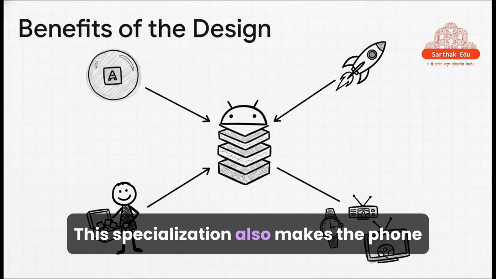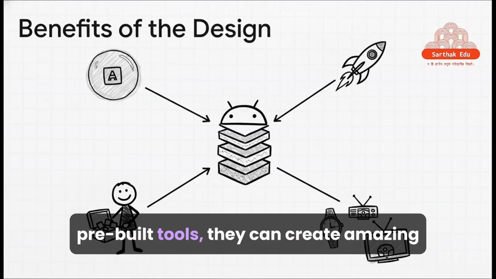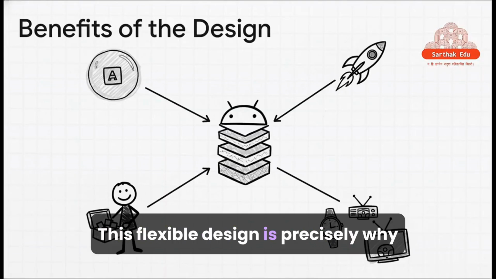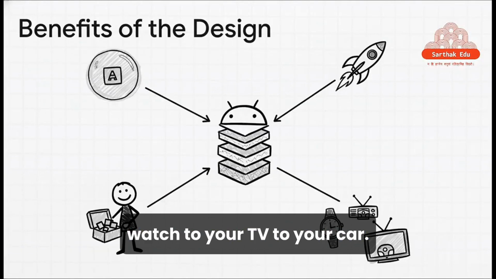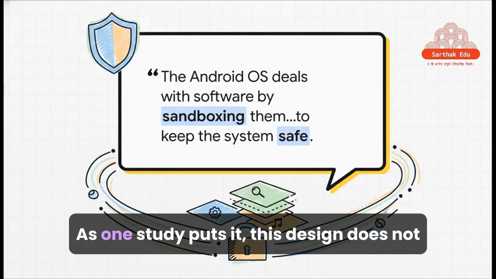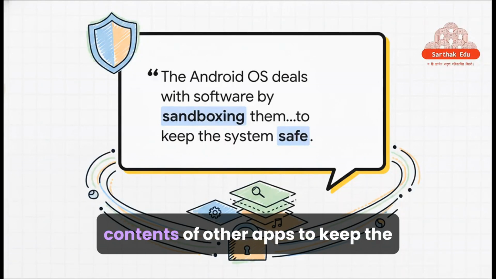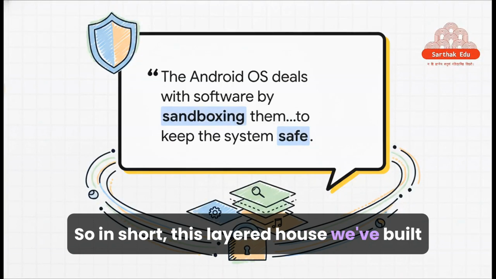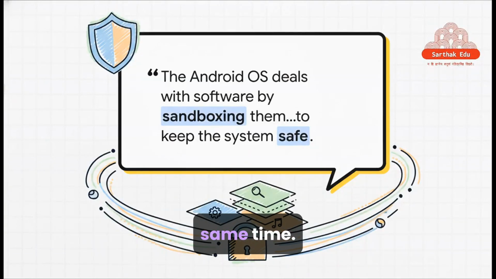This specialization also makes the phone incredibly fast. And because developers have all these pre-built tools, they can create amazing apps way more easily. This flexible design is precisely why Android can power everything from your watch to your TV to your car. And that idea of sandboxing is absolutely key to security. As one study puts it, this design does not allow applications to list the directory contents of other apps to keep the system safe. So in short, this layered house we've built is what allows Android to be secure, stable, and incredibly versatile all at the same time.